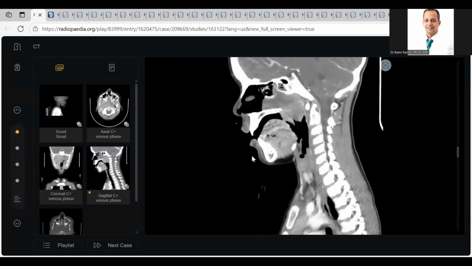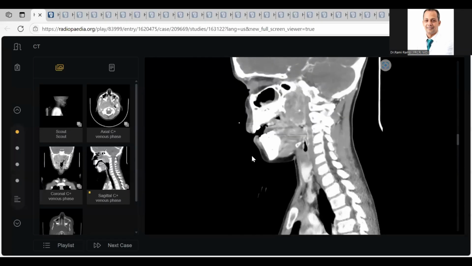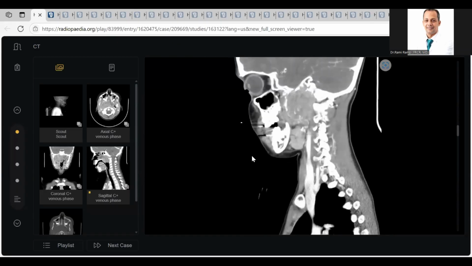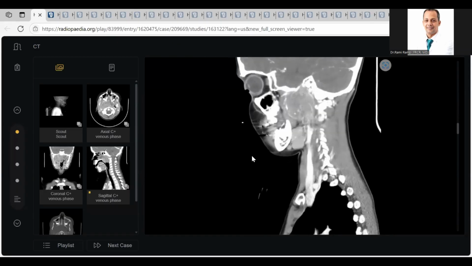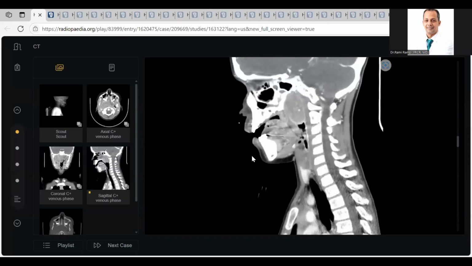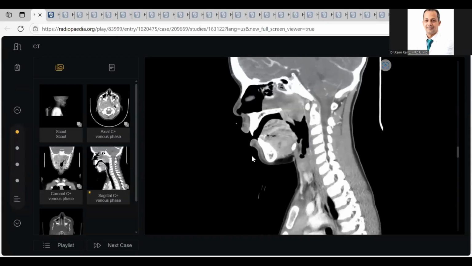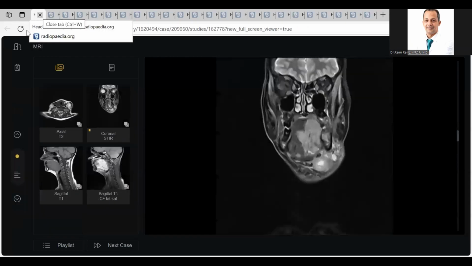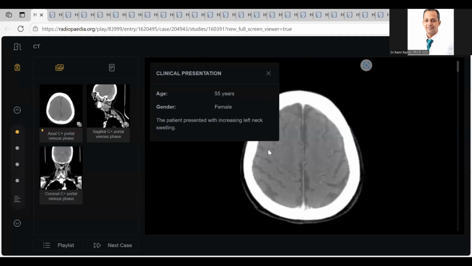Differential diagnosis according to the age of the patient, 8 years old. Number one is nasopharyngeal rhabdomyosarcoma. Number two, juvenile angiofibroma. Okay. Next candidate. Thank you, sir. Thank you very much, Dr. Omer.